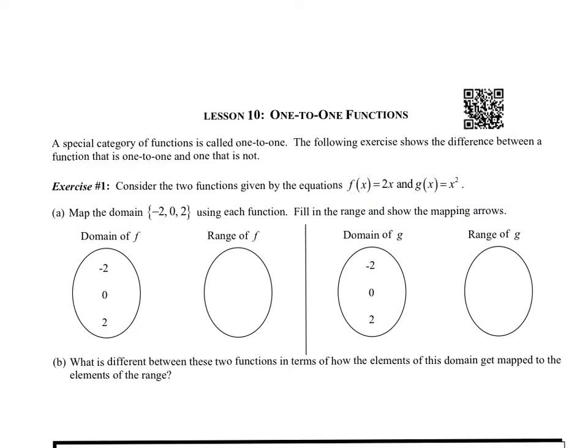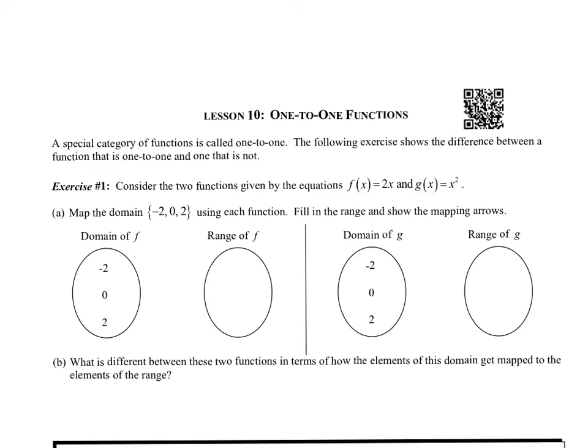Two lessons ago, we spent time determining if a relationship was a function. And we spent time just figuring out if the x values were repeating or not. And we didn't look at the y values at all because it didn't really matter in determining if something was a function. But that is something that we are going to look at today, and they're called one-to-one functions. A special category of functions is called one-to-one. The following exercise shows the difference between a function that is one-to-one and one that is not.